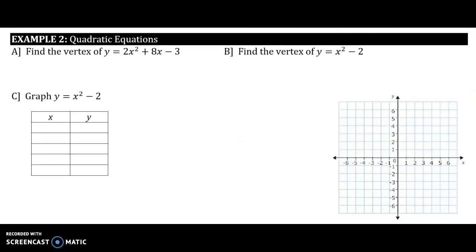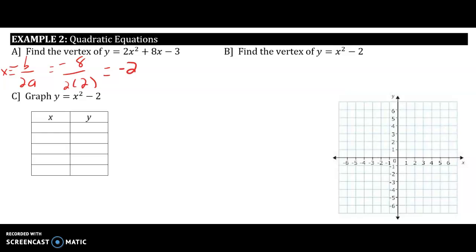Find the vertex of our parabola. Again, we could use our calculator. We'll practice that at a later time, but to do it this way, we'll do negative b over 2a. That's the x equals. So we're going to have negative 8 over 2 times 2. So it's negative 8 over 4, which turns into negative 2. So that's the x-coordinate of the vertex.